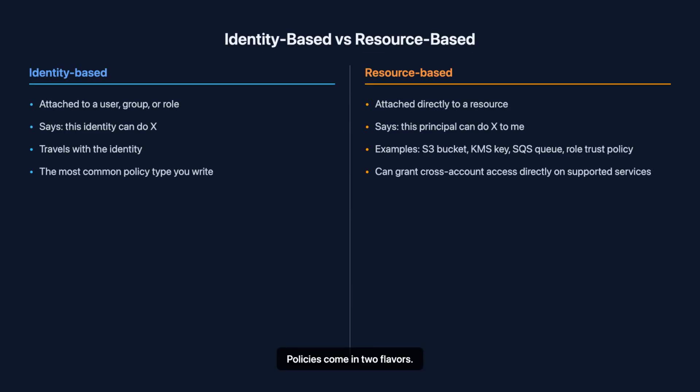Policies come in two flavors. An identity-based policy is attached to a user, a group, or a role, and it says this identity can do X. It travels with the identity. That's the most common kind you'll write. A resource-based policy is attached directly to a resource, and it says this principal can do X to me. The classic examples are S3 bucket policies, KMS key policies, SQS queue policies, and the trust policy on an IAM role. We'll dig into the cross-account implications in the next scene.